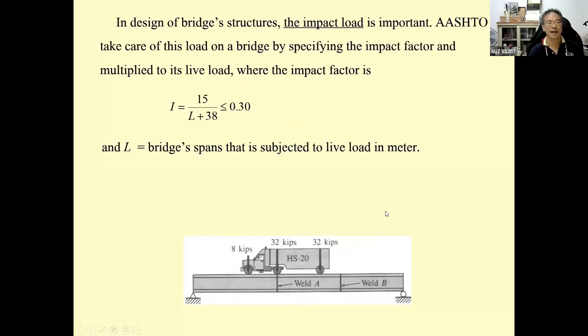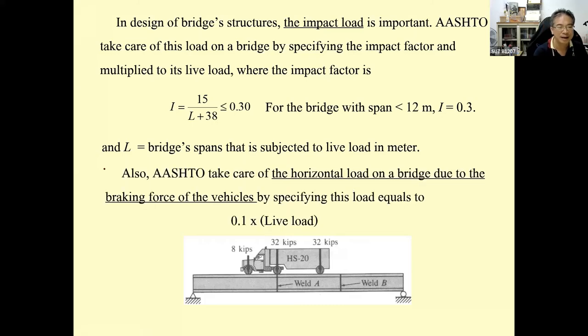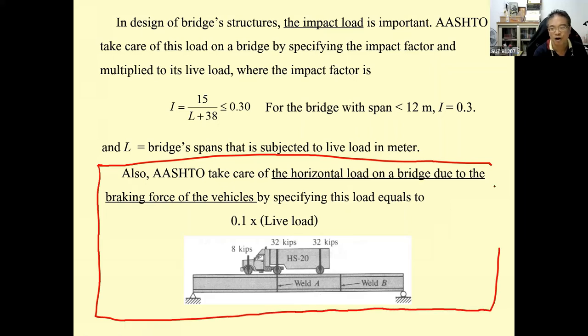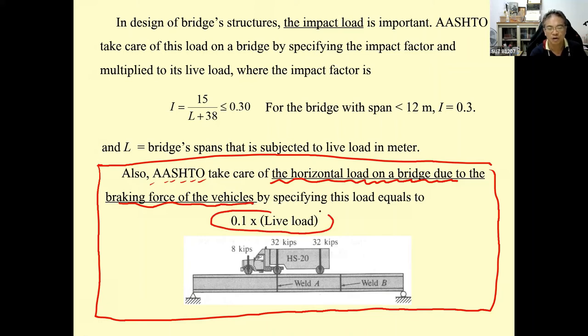There is a force. This is the force due to the brake of the vehicle. This is another one. See? When the vehicle brakes, the American Association of State Highway and Transportation Officials says the horizontal force on the road due to the braking force of the vehicle is going to be 10% of the live load of this vehicle. So this part is going to be subjected to this kind of force also. Okay.